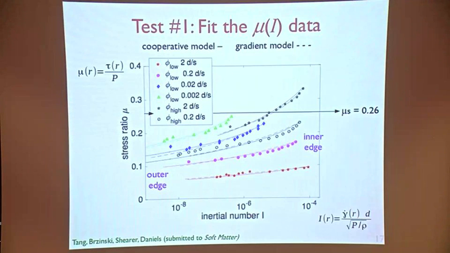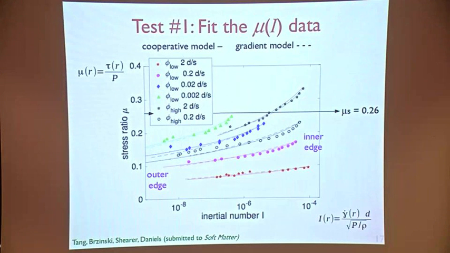So the solid line here is the cooperative model. The dashed line is the gradient model. They are not that different from each other. You might say that one works better than the other. Neither of them work fabulously on this one data set. This is the data set that we fit. So we fit all the parameters using these stars.